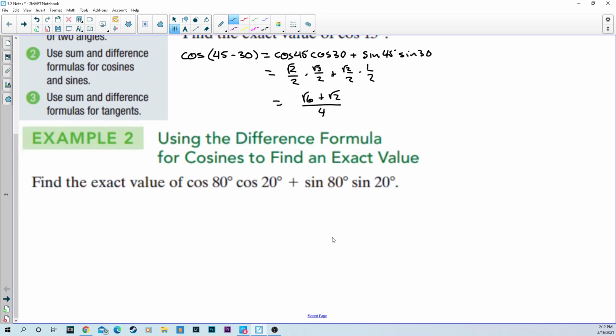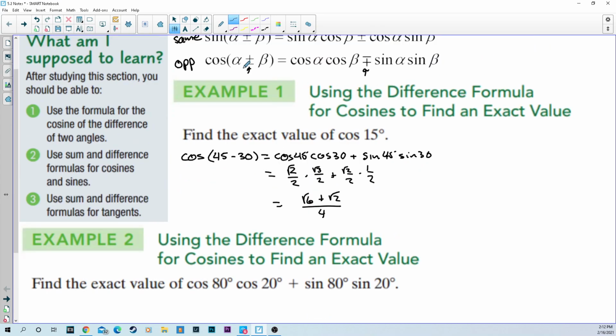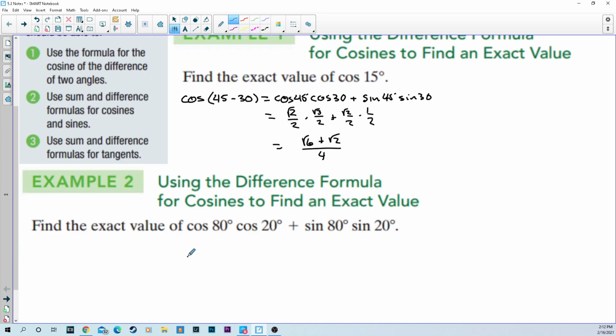Use the difference formula for cosine to find an exact value. Find the exact value of cosine, cosine, sine, sine. Well, that's the pattern for cosine. Cosine, cosine, sine, sine. And now we just have to put these together. So we have the cosine of 80 degrees minus 20 degrees. If there's a plus here, when we put them together, that's going to be a minus. Cosine is opposite signs. This ends up being the cosine of 60 degrees, and the cosine of 60 degrees is 1/2.